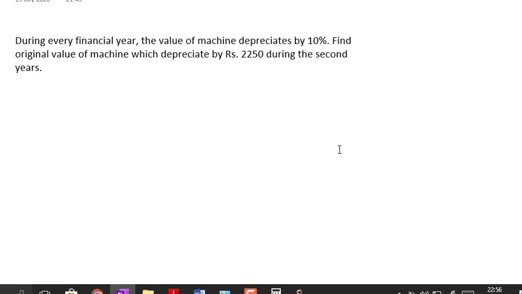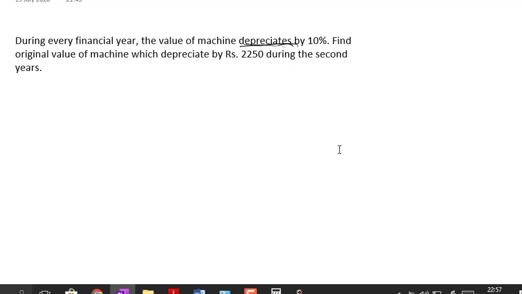So depreciation means change in value. In the case of interest, whenever we are solving a problem, our amount is increasing by a certain percent, and in depreciation, the amount is decreasing by a certain percent. So the only difference is that in place of 1 plus r upon 100, we use the formula 1 minus r upon 100. So during every financial year, the value of the machine depreciates by 10%. Find the original value of the machine which depreciates by rupees 2250 during the second year. So for the second year, the depreciation in value is 2250.